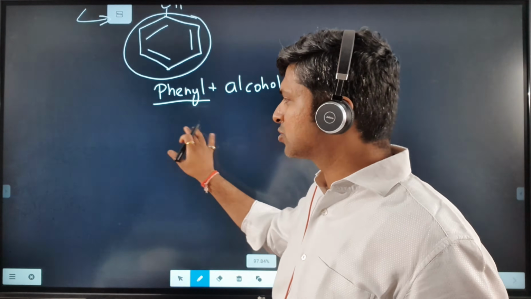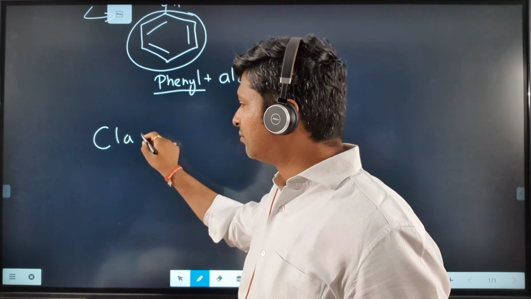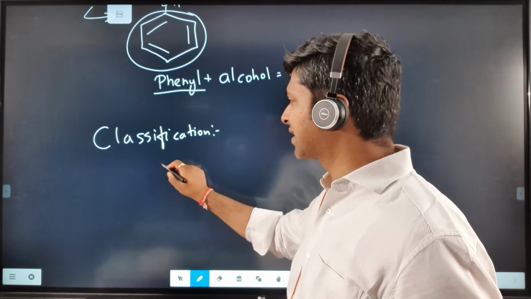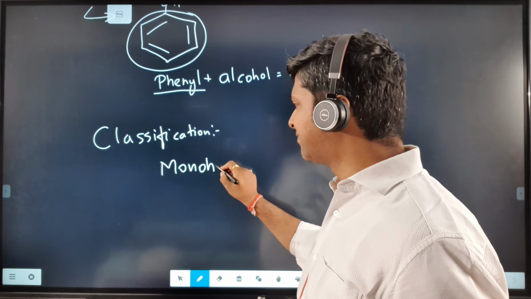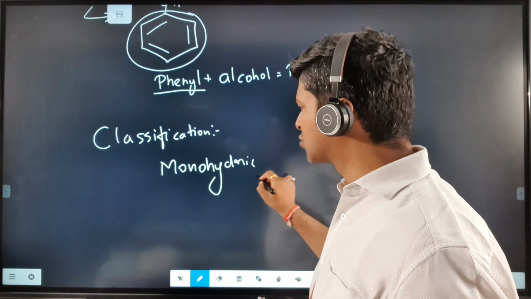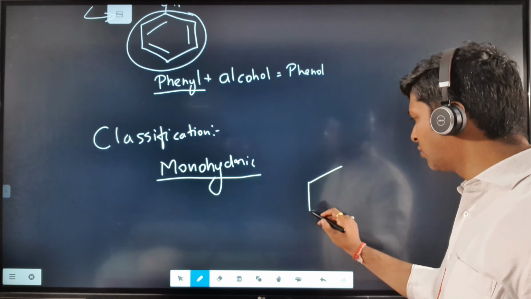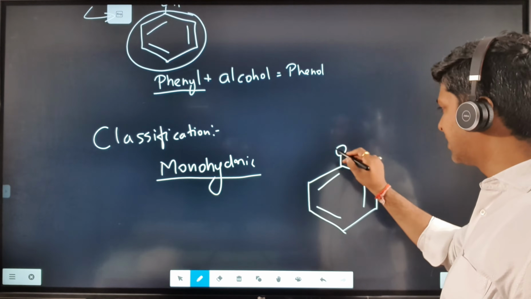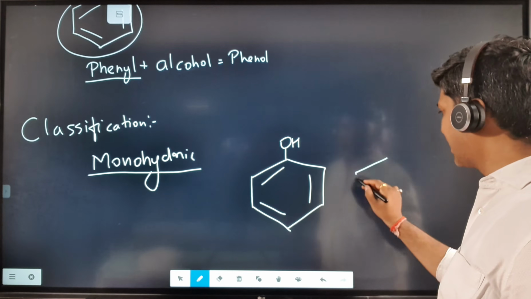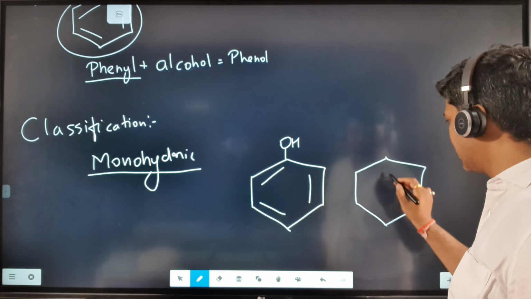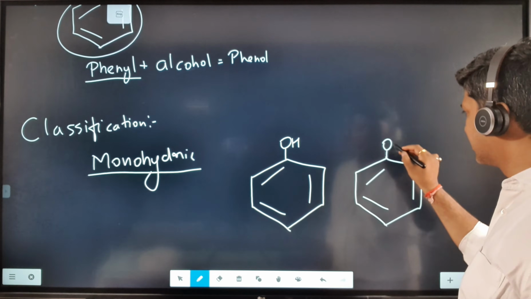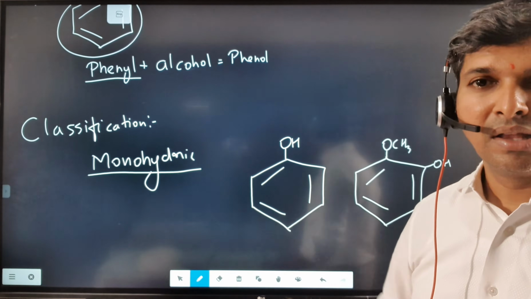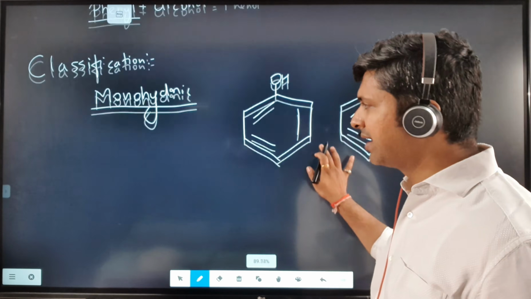So the classification of phenols begins with monohydric phenols. Monohydric phenol meaning, obviously mono is one and hydric is OH. So the phenols which have just one OH will come under this class. They will fall under this class, that is phenol, or we have cresol. So these compounds fall under the monohydric category, monohydric phenols.